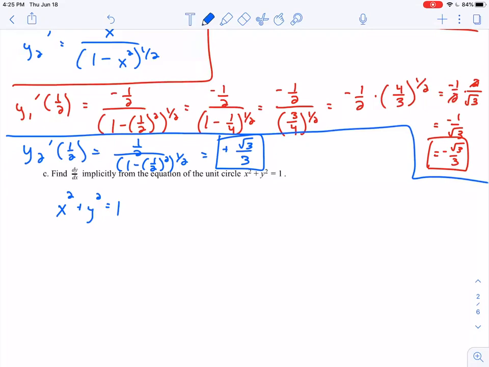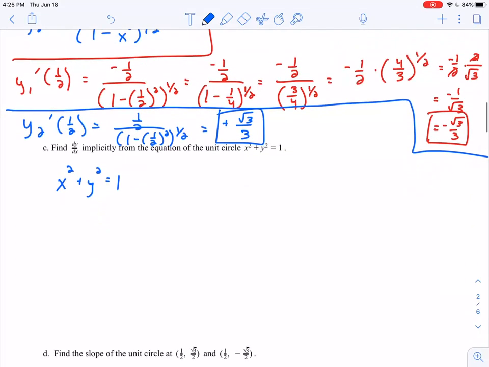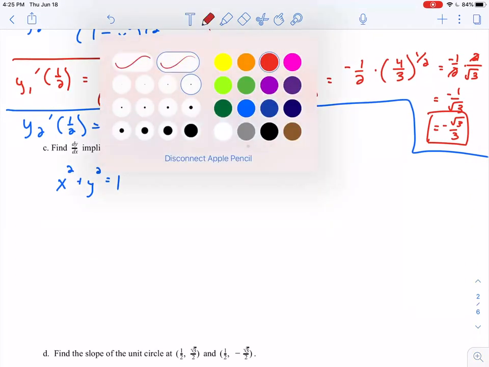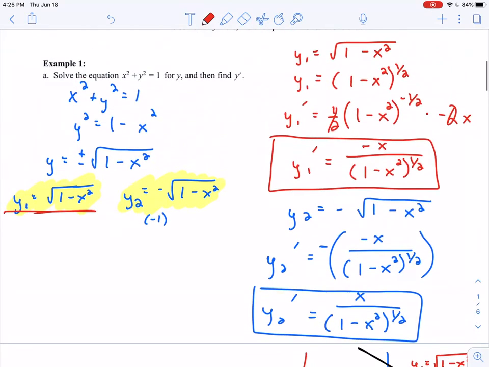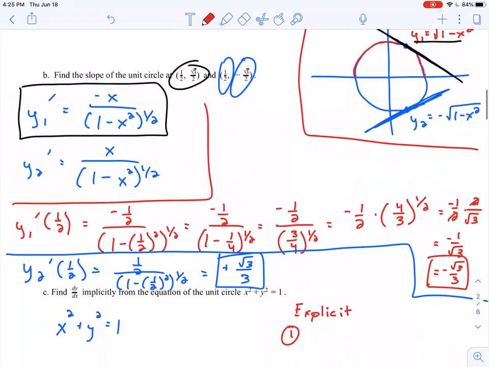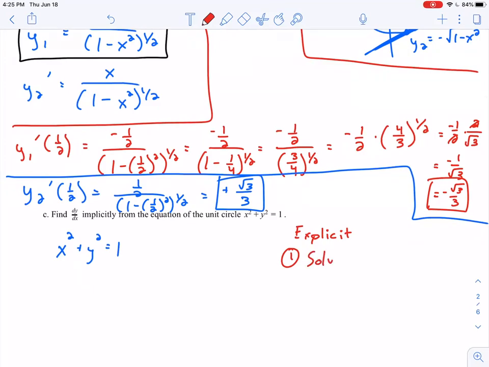So when I work with something implicitly, let's actually talk about the difference between explicit and implicit differentiation real quick. When I use explicit differentiation, there's really two steps. If you look back at what we did, it said solve this equation for y, then find y prime. So we solved for y. Solve for y is the first thing that you do. Second thing is that we took the derivative.